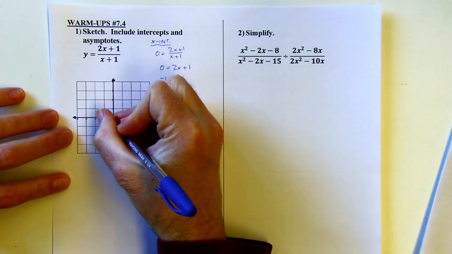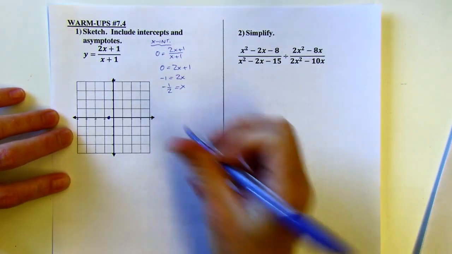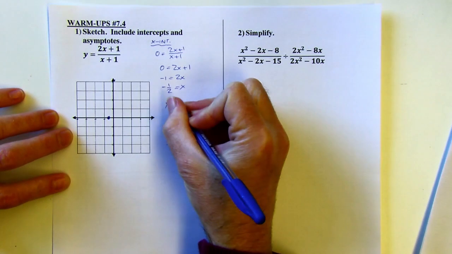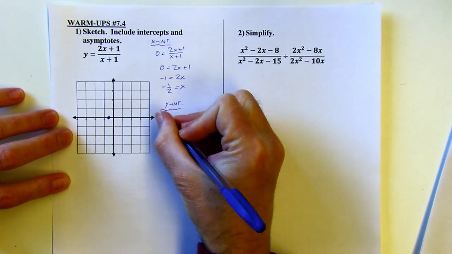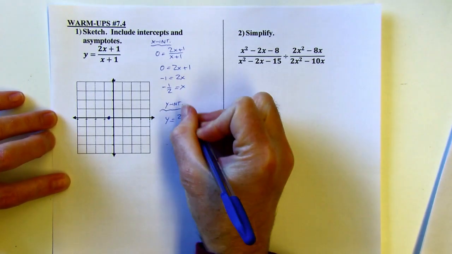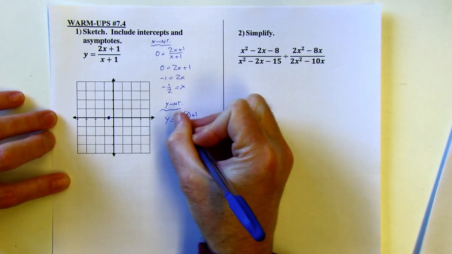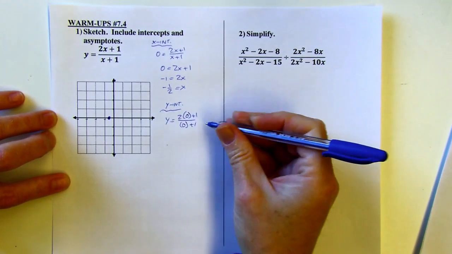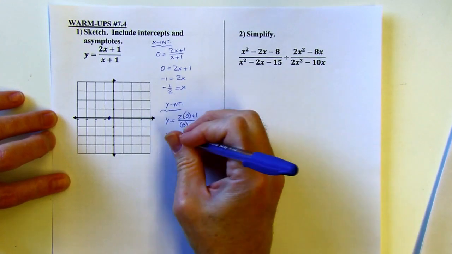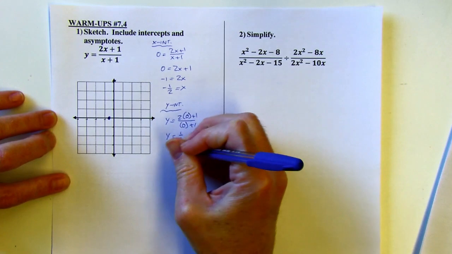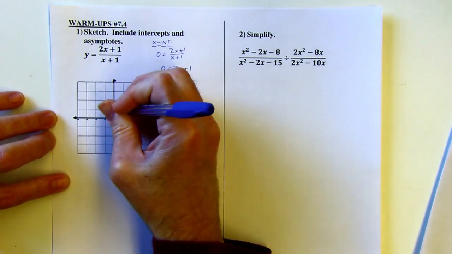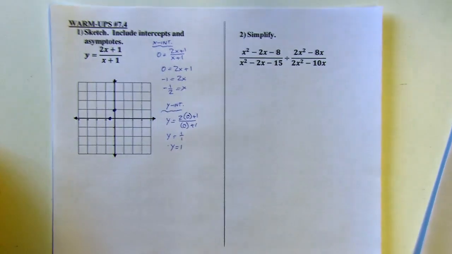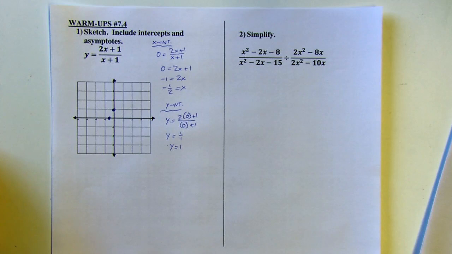Okay, let's put that in there. There's negative 1/2. And then for the y-intercept, I'm going to be plugging in 0 for the x's. And all that's left is 1 in the numerator and denominator. So I've got a y-intercept of 1. Okay, all right, so I've got that so far. Let's put in some asymptotes now.